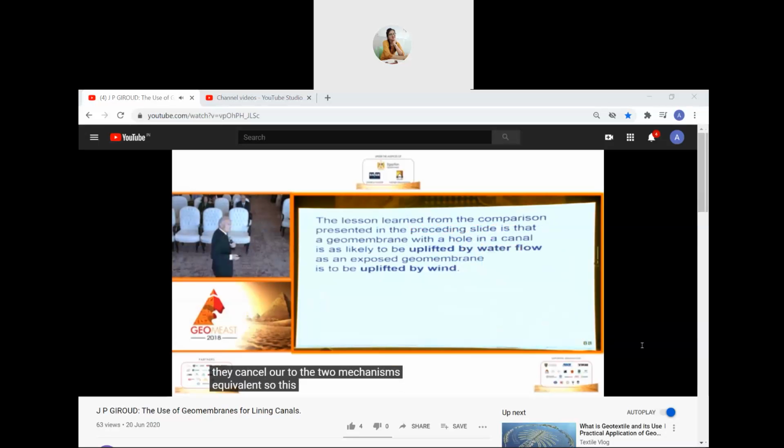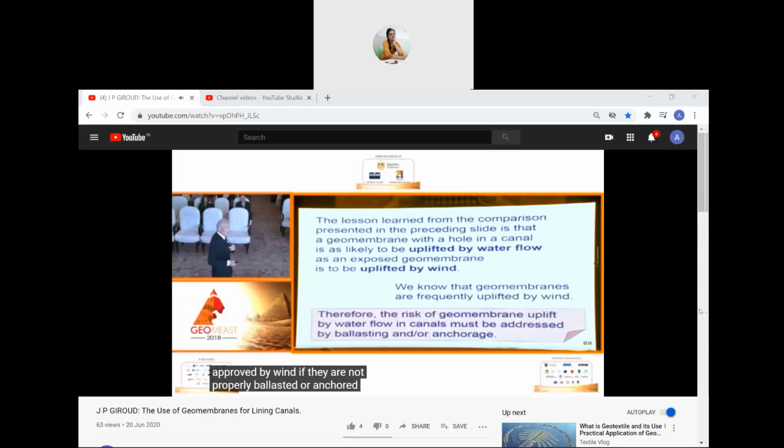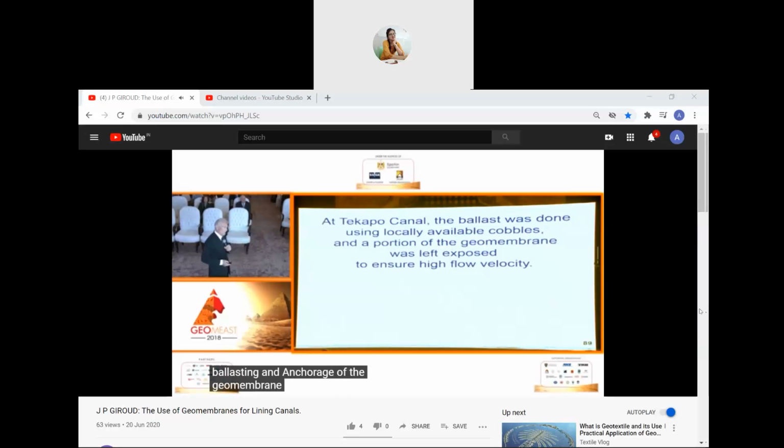So this simple comparison shows that a geomembrane in a canal, provided there is a hole in the geomembrane, is as likely to be uplifted by water as an exposed geomembrane is uplifted by wind. So this phenomenon should be taken seriously, because we know that geomembranes are frequently uplifted by wind if they are not properly ballasted or anchored. So therefore, in a canal, we should also provide ballasting and anchorage of the geomembrane.